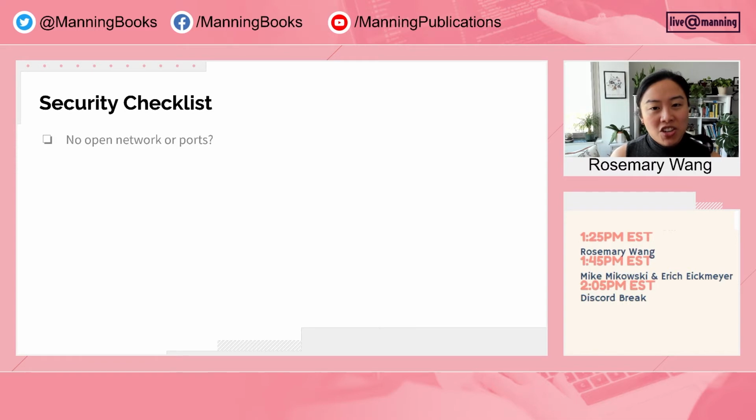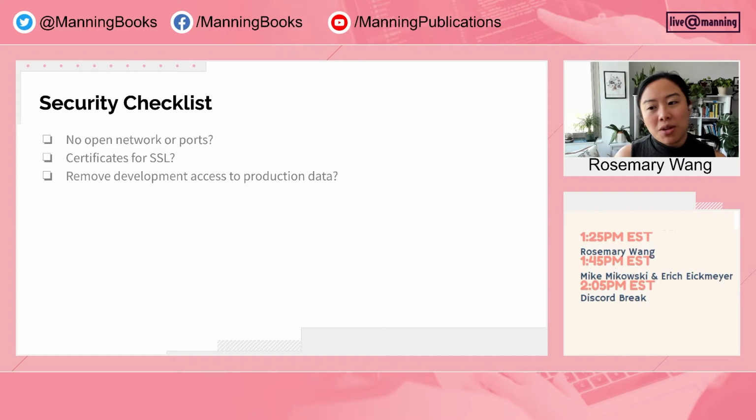We have a security checklist that thinks about whether or not we have open network ports. We think about whether or not we've added certificates for encryption. We think about whether or not we've removed development access to production data. This is particularly important if you have an application processing production data and you don't want developers accessing it directly.